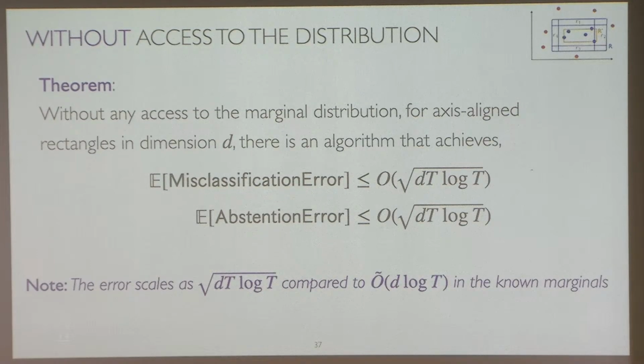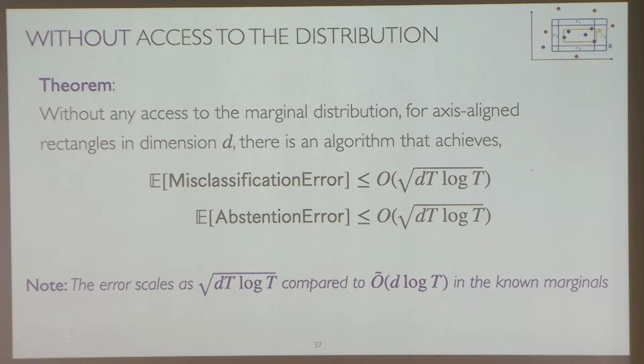Another thing that's maybe more reasonable is that for axis-aligned rectangles in any dimension d, we can also get an algorithm. And that again obviously suffers from this scaling of square root t. Again, I can't get the best optimal bounds, but it again does not need to know anything about the marginal distribution. And this algorithm is kind of nice. I'll describe it in the next slide. It's kind of intuitive what the algorithm is doing.